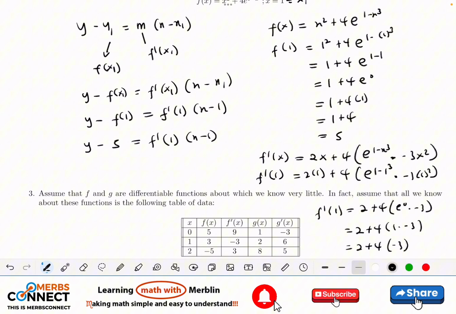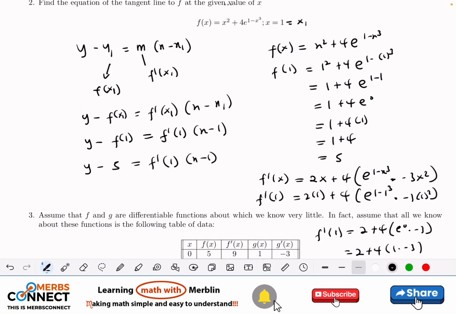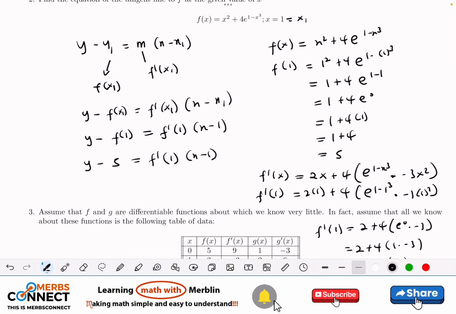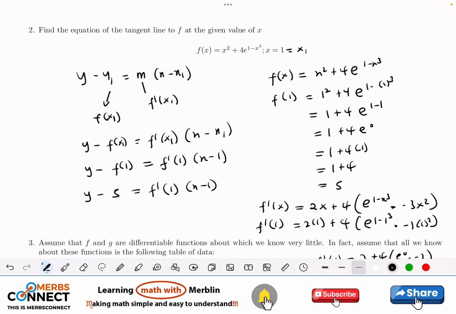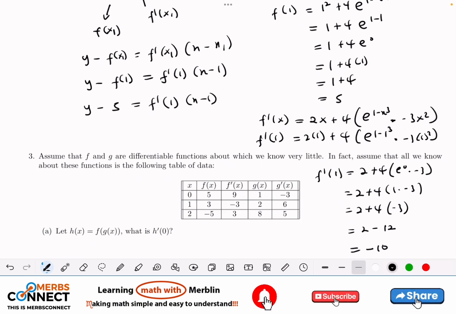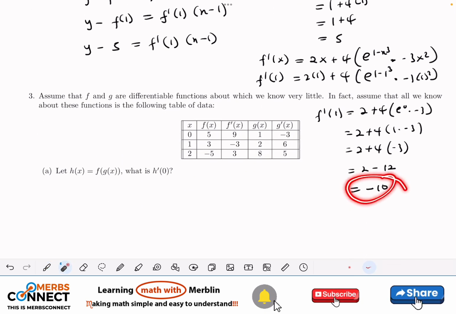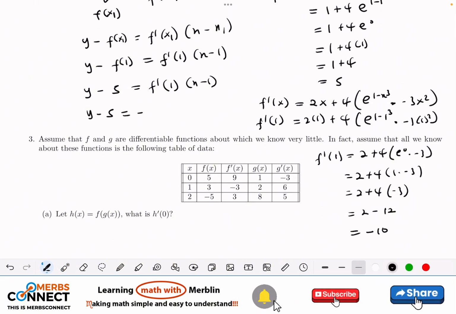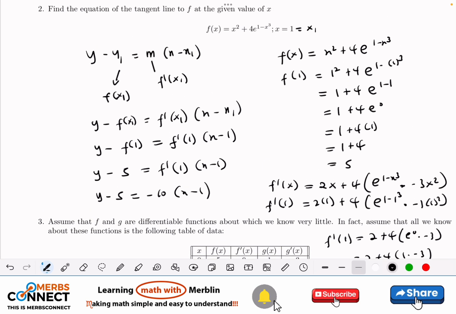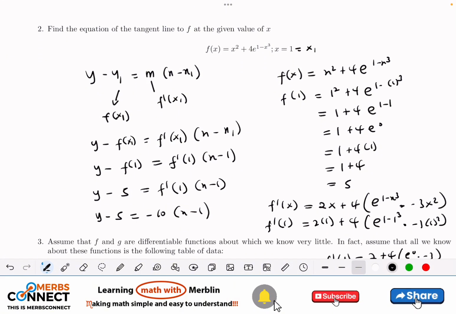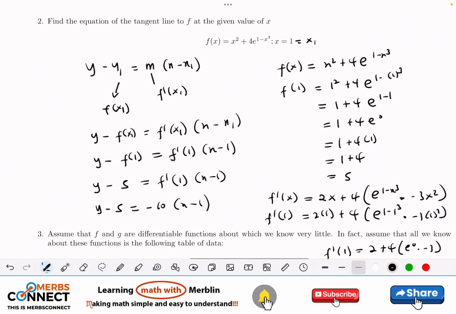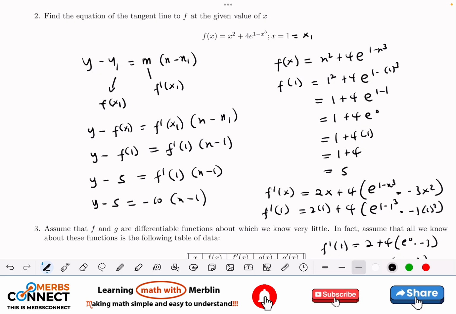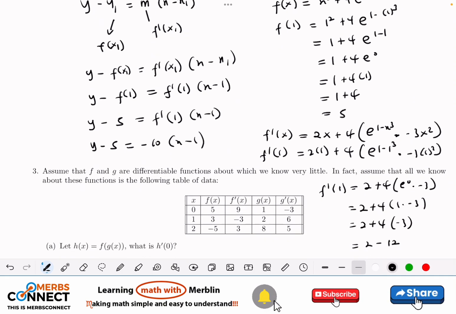X squared. Okay, I did it right. Yes, I did it right. So this is negative 10. Now I'll come here and write y minus 5 is equal to minus 10 times x minus 1. Simple. So that will be the equation of the tangent line, right? That's what you are going to get from differentiating the function and working with the function there.